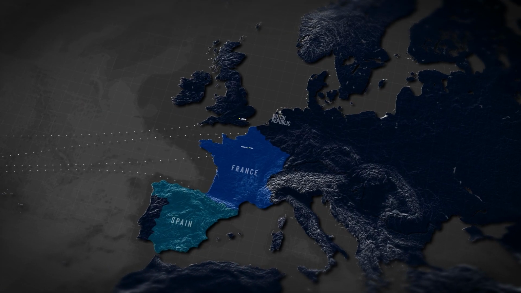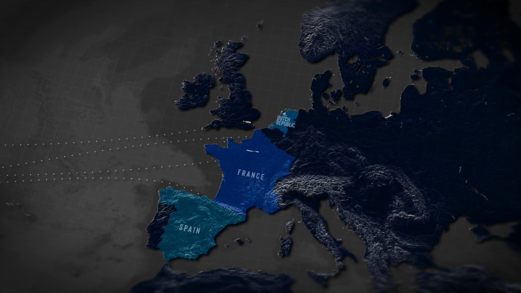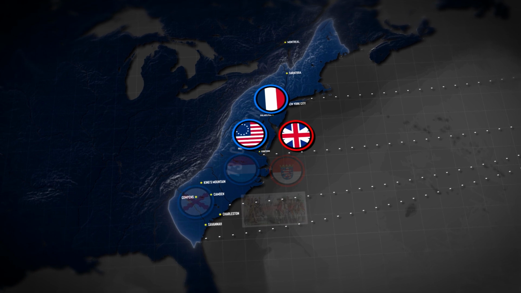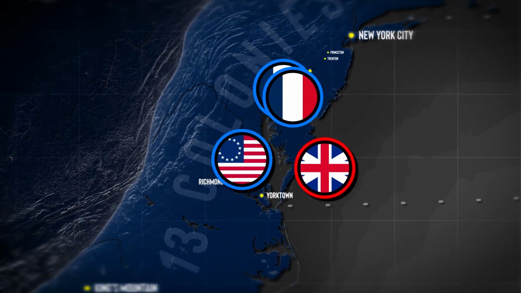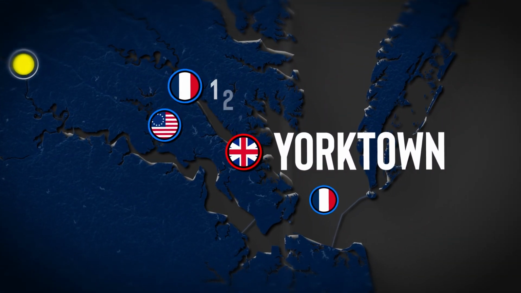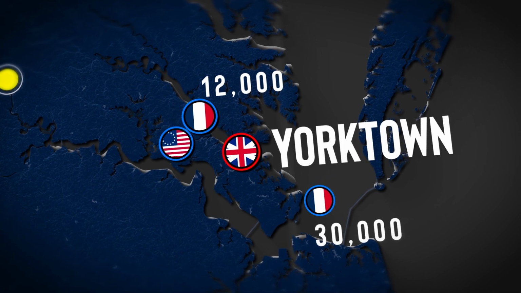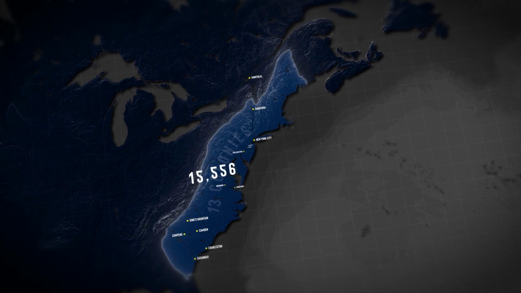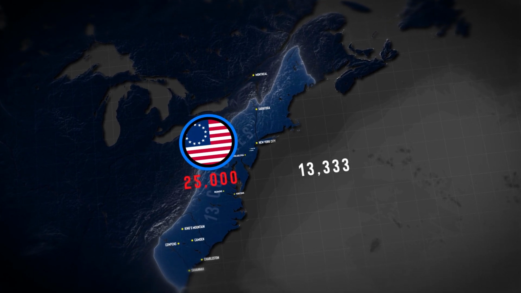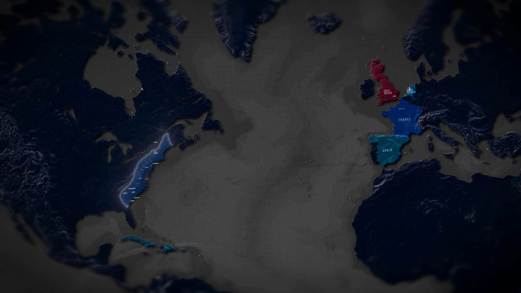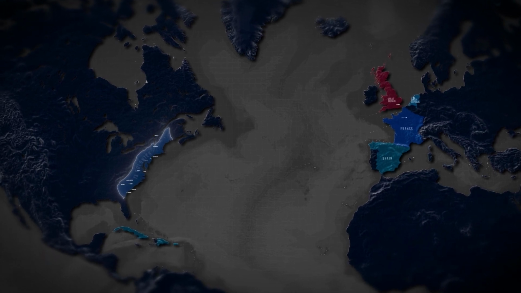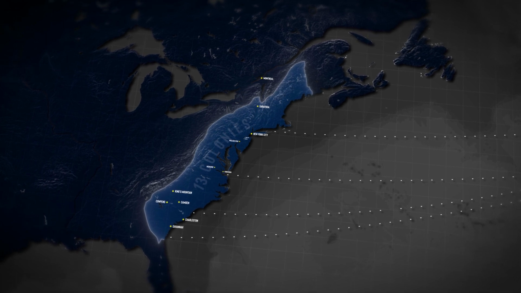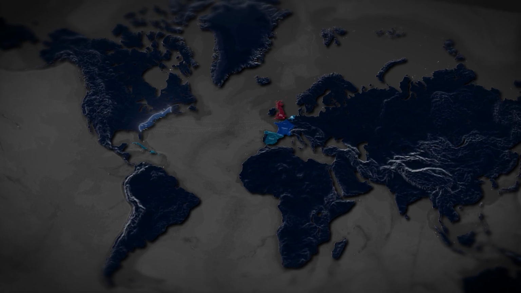France, Spain, and the Dutch Republic entered the conflict, seeking to weaken Britain and secure their own geopolitical interests. French forces, in particular, played a decisive role in battles like the Siege of Yorktown, where 12,000 soldiers and 30,000 sailors helped force the British surrender. In total, the war saw over 25,000 American casualties and 24,000 British losses. We'll display the global scope of the conflict, from North America to Europe and the high seas, illustrating how the American Revolution reshaped the balance of power across the world.